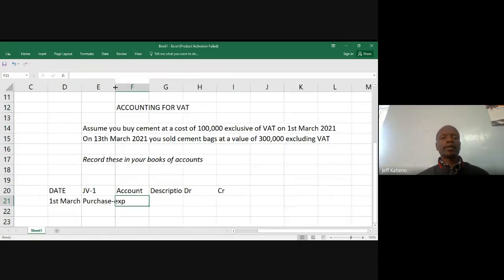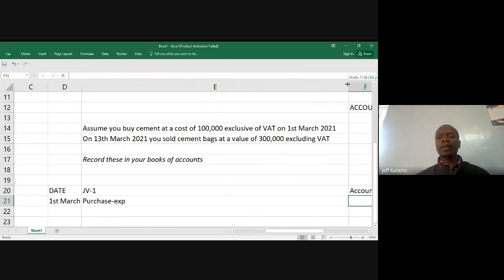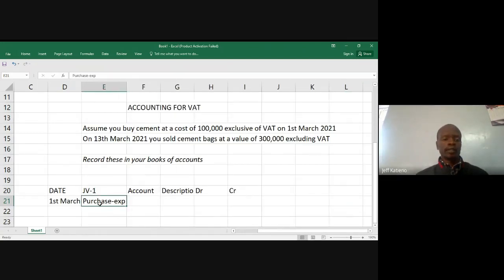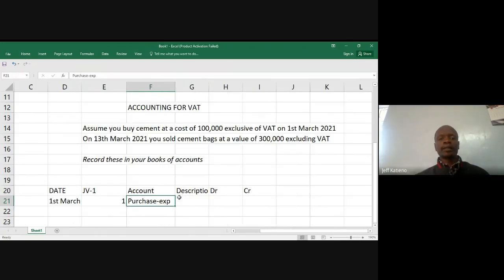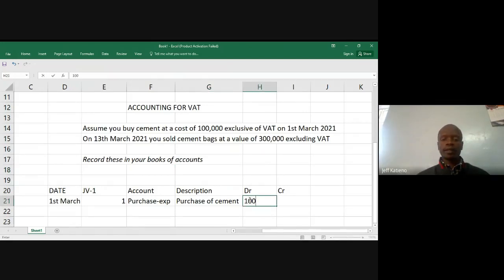Then the account is the purchase expense. So this is purchase expense. Then this is journal number 1, so let me say 001. And then description is purchase of cement. And then what you'll have here is the expense is 100,000.